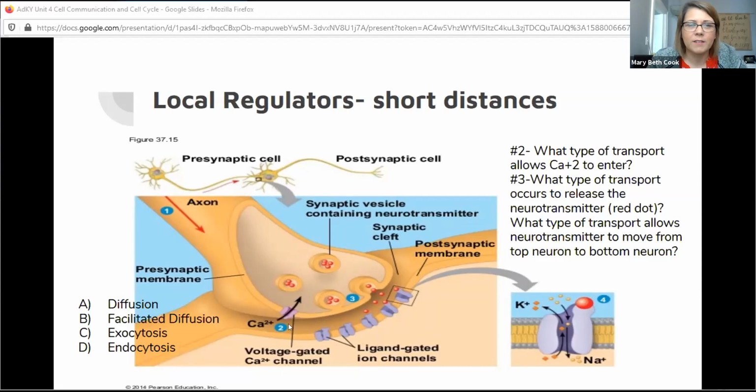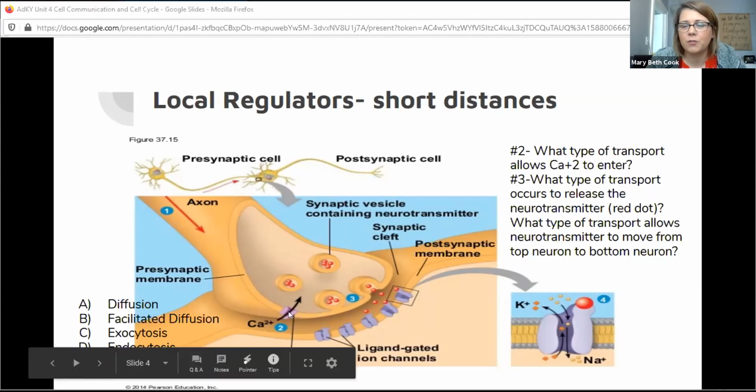If you're looking at this picture, and I know it is kind of hard to tell, it seems to blend in there. There is a transport protein there. And so calcium is charged. So charged or very large molecules have to go through a protein to get through that phospholipid bilayer. So good job on that one.